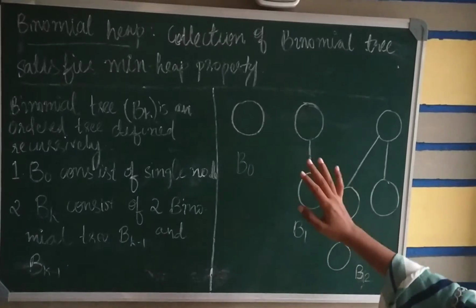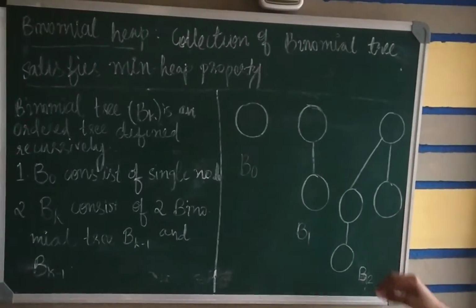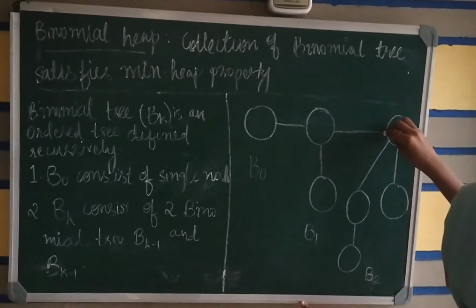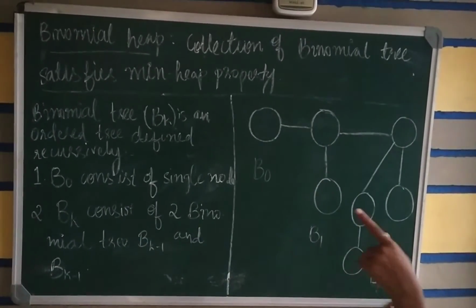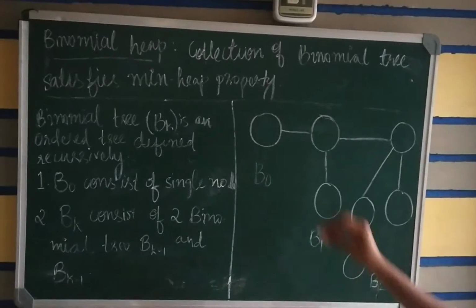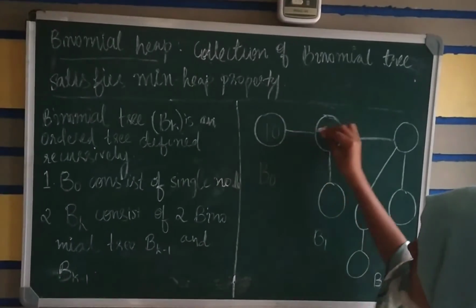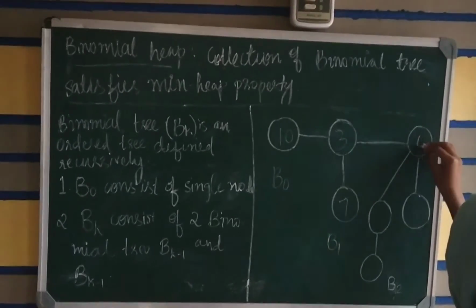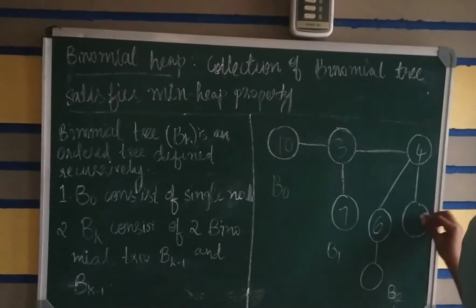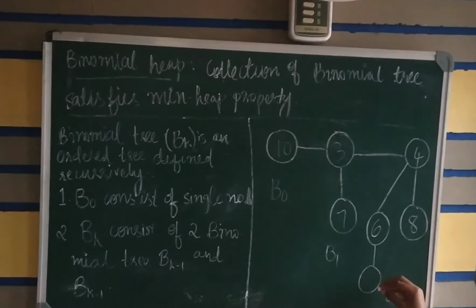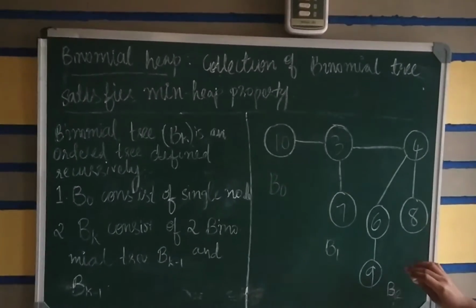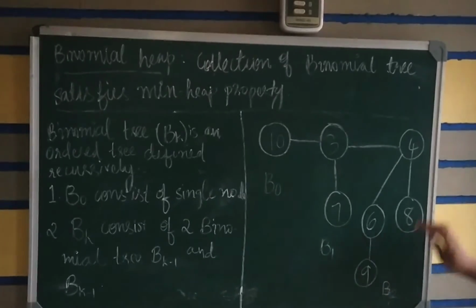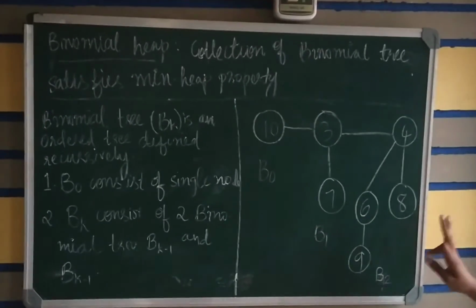We said that a binomial heap is a collection of binomial trees. So there will be a collection of binomial trees linked together, and it should also be a min heap. So we can create it like this: 3, 7, 4, 6, 8, 9. This is a binomial heap which follows the property of a binomial tree and also is a min heap.